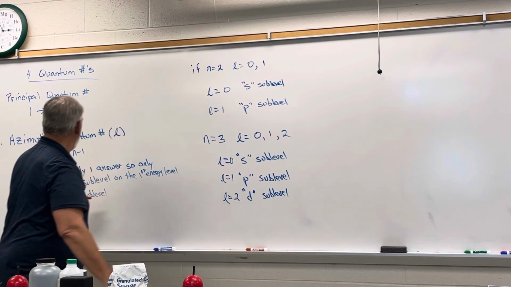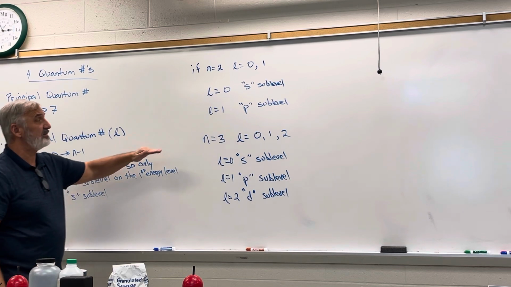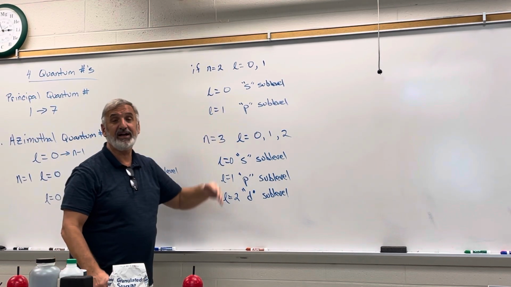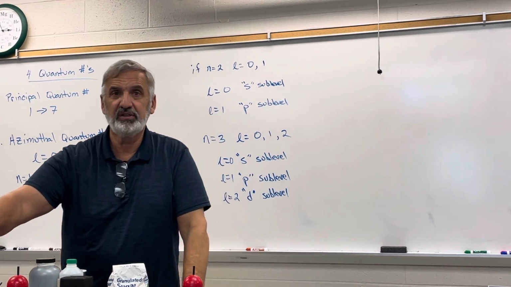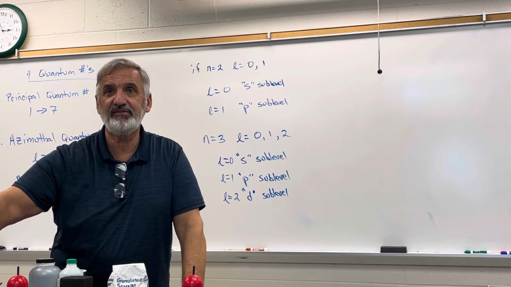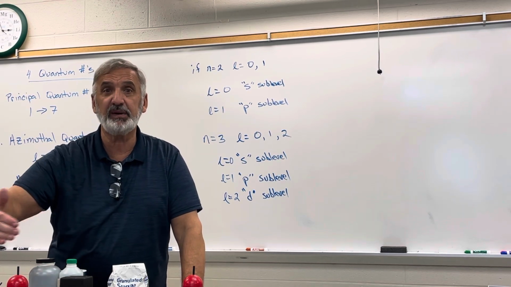You can have 1 orbital on the S sublevel. You can have 3 orbitals on the P sublevel. You can have 5 orbitals on the D. 5 degenerate orbitals. What does that mean? They're all equal energy. The only difference is their orientation in space.